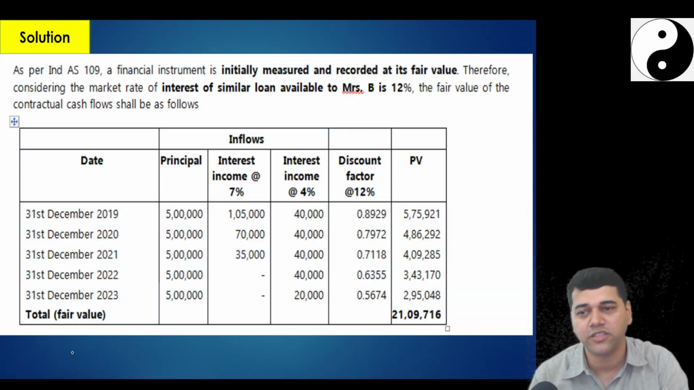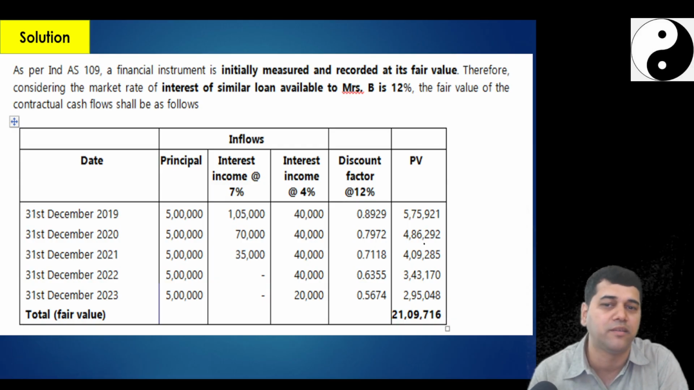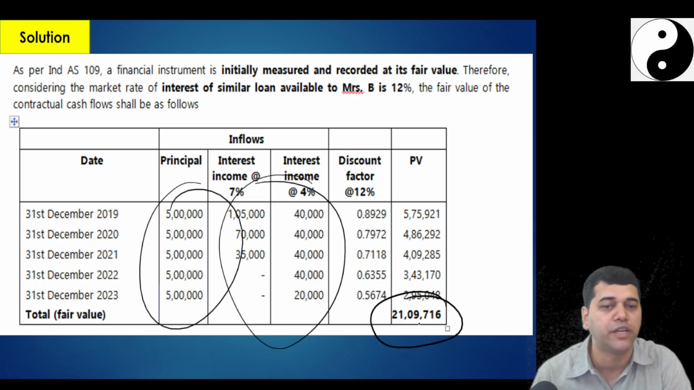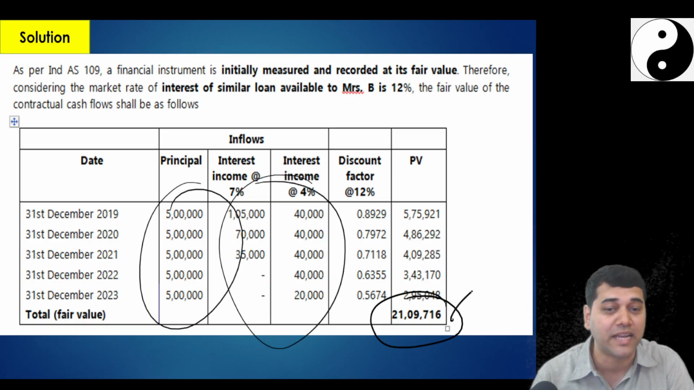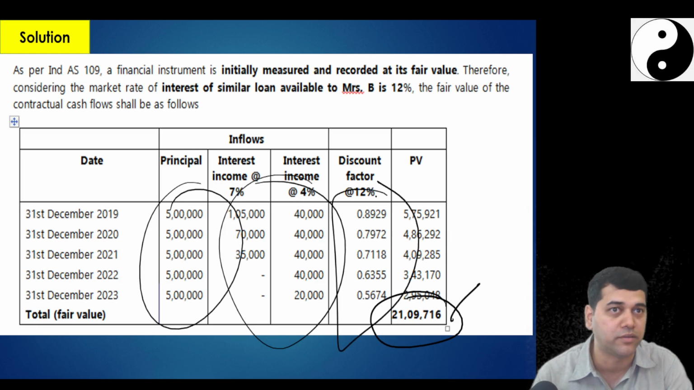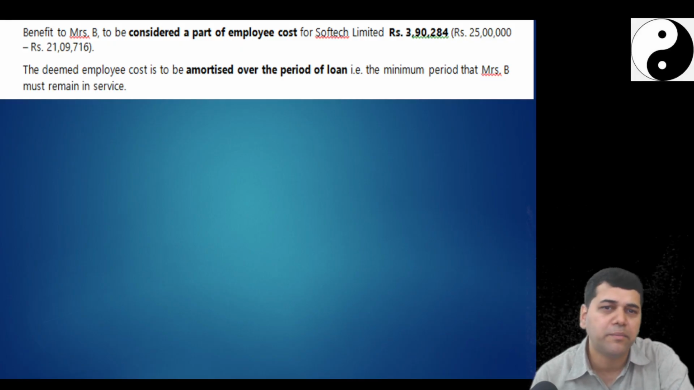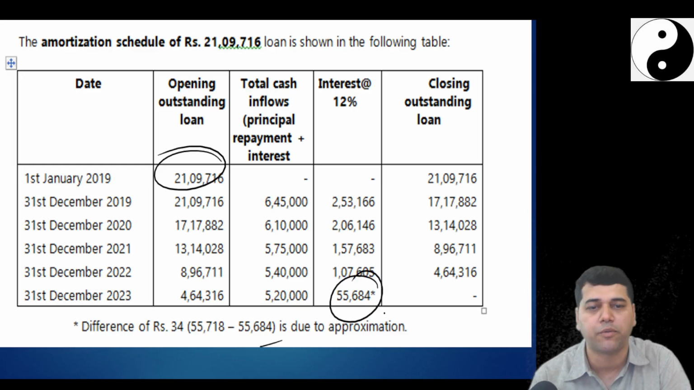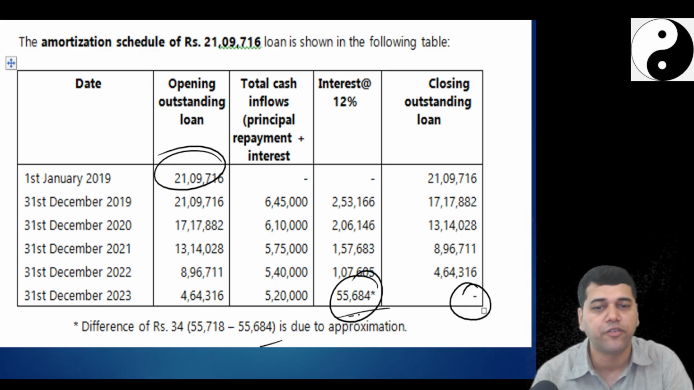Okay, so let us compare the answers. First is my amortization fair value calculation. Fair value calculation is very simple. Cash flows they have already given you. These three cash flows you take and find the present value, 21,09,716. I am expecting a perfect answer here, no different answers. Present value factors they have given you already. I hope you have taken the same 4 decimals. Then the benefit of 3,90,000 will be distributed. Then you prepare the amortization schedule starting with 21 lakhs. There is an interest difference of approximately 55,000 in the closing balance. Did you get 55,684?